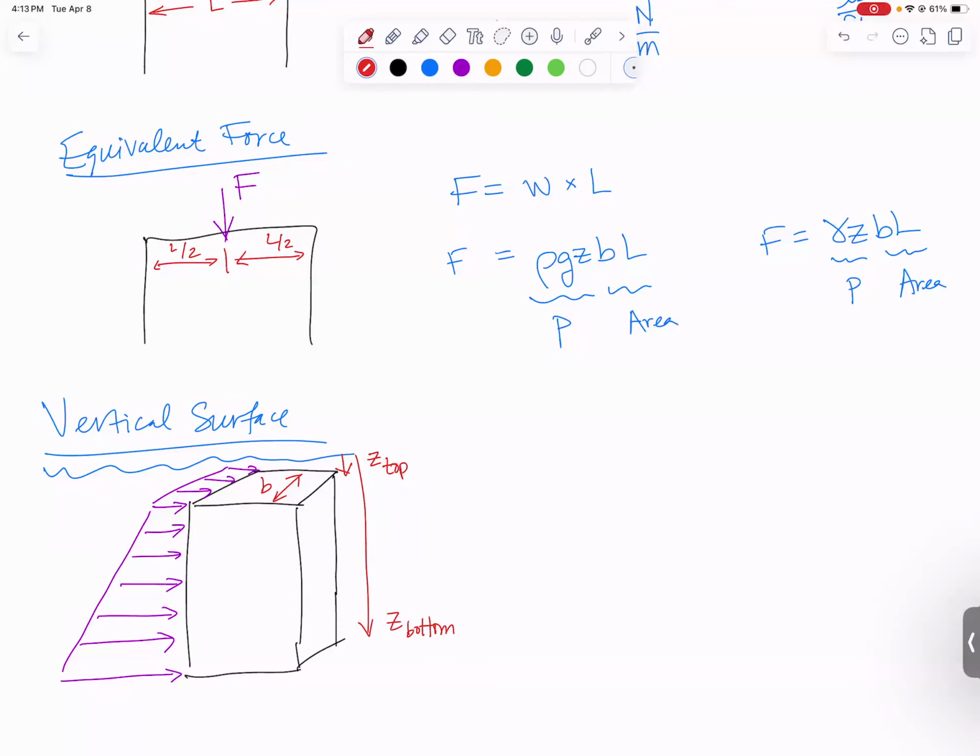So what I want to do is calculate the pressure at the top and bottom, then convert those pressures into distributed loads at the top and bottom, and then use our great distributed load techniques to replace it with an equivalent force.